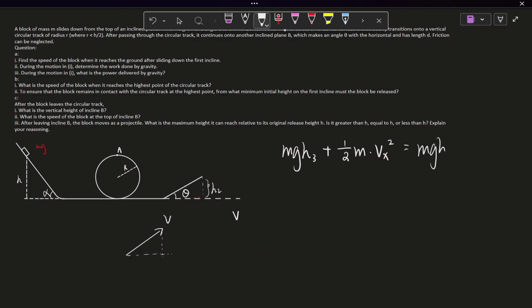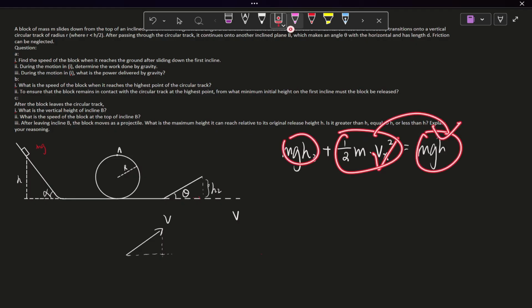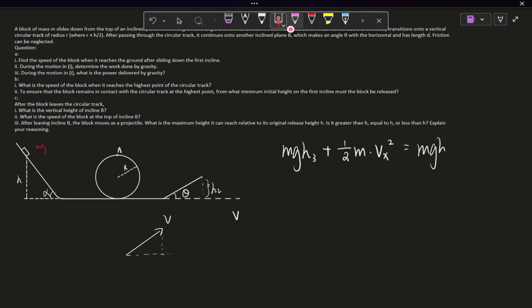Because of conservation of energy. Obviously, this is greater than zero because m is greater than zero, vx is greater than zero, so the entire thing is greater than zero. And mgh minus a positive thing is equal to mgh3, which means we can easily get that h3 will actually be smaller than h. Well, that's the explanation.